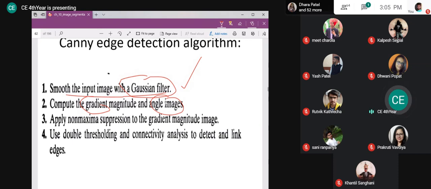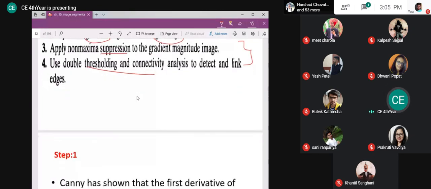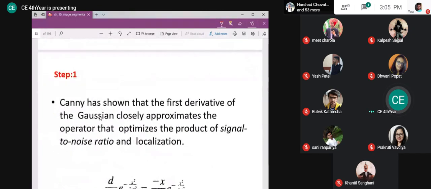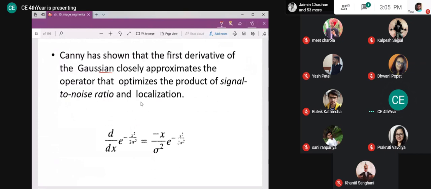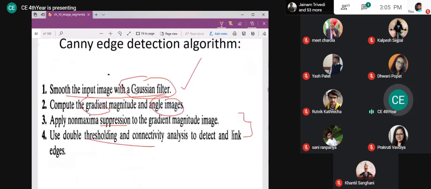That is a good question. For that, we need two next steps: non-maxima suppression, and then double thresholding. We will learn those steps in a few minutes, but let's see the first two steps first. The first step is to apply Gaussian. In one dimension the Gaussian is written like this; if it is two dimensions, y square will come, right? It will be e raised to minus x square plus y square divided by 2 sigma square. That type of filter I am going to apply.